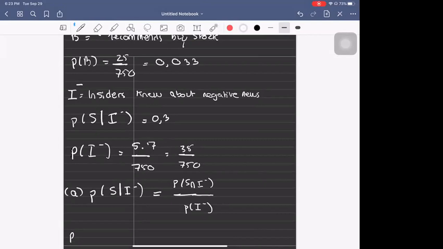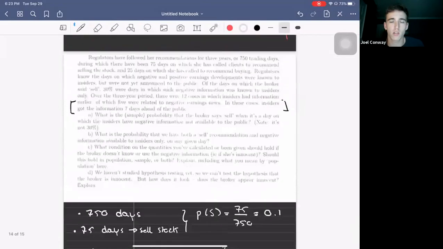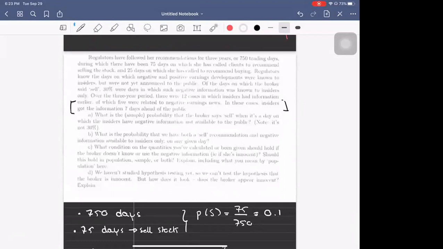Sorry, let me just, yeah. Is that supposed to be an intersection? No, it's actually the opposite. So on the days on which the broker said sell, 30% were days in which such negative information was known to insiders only.